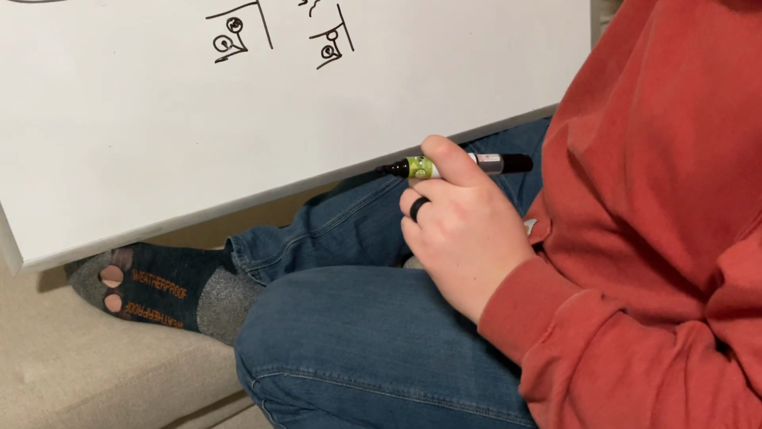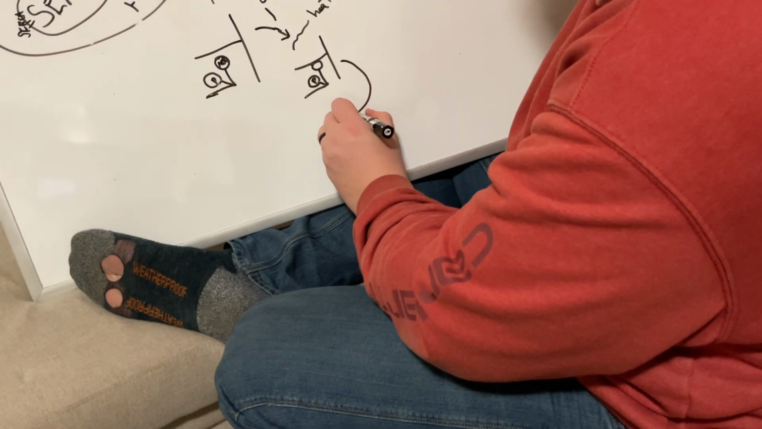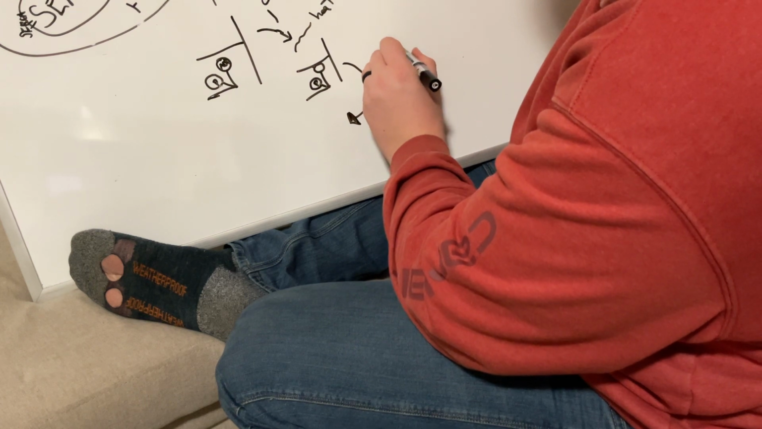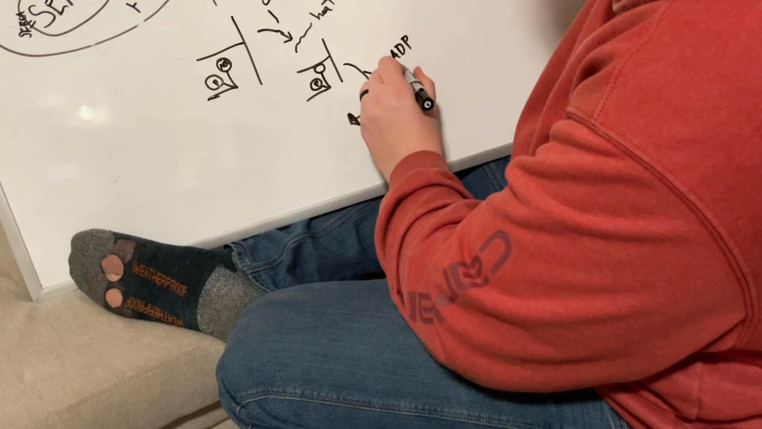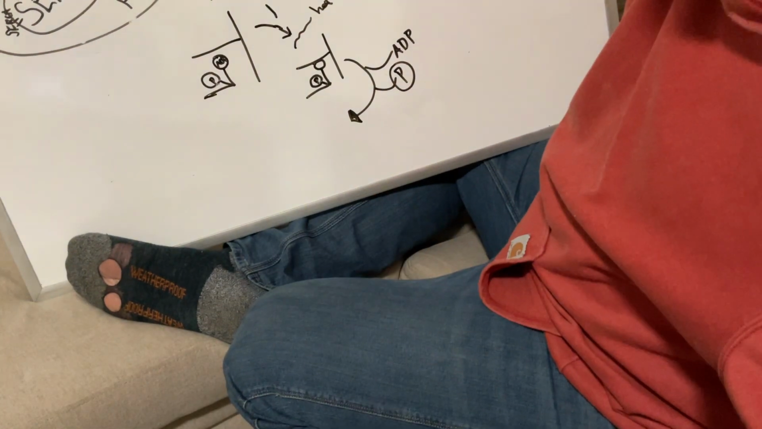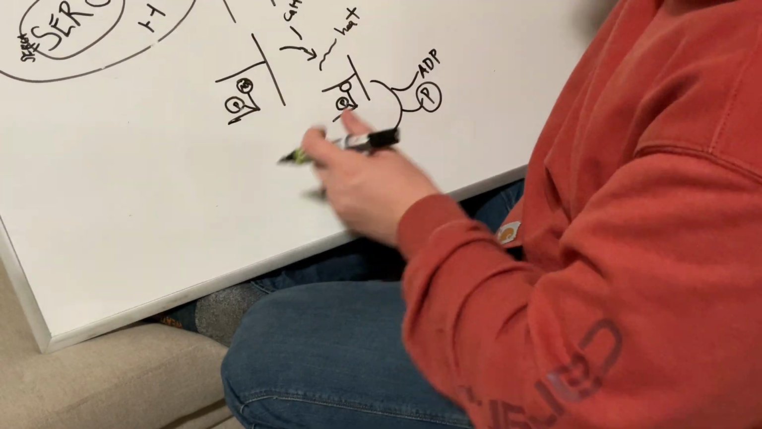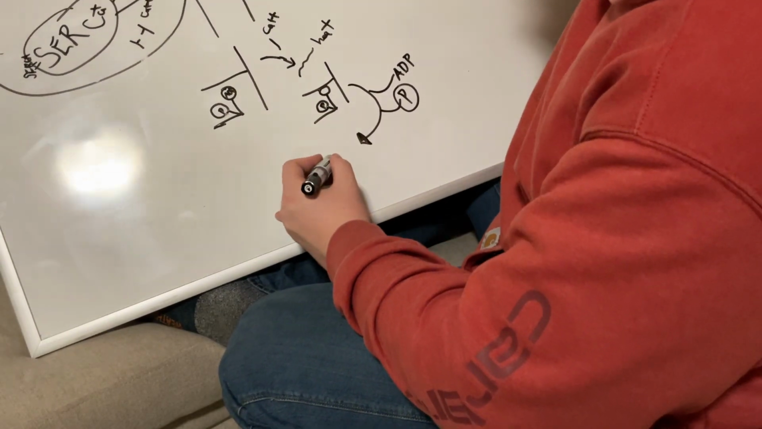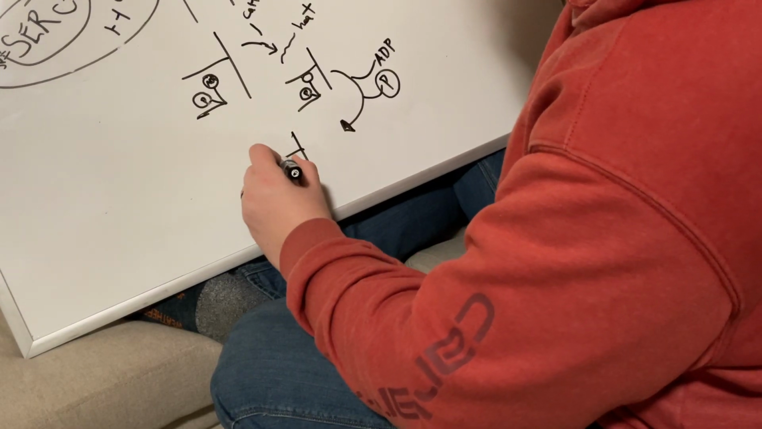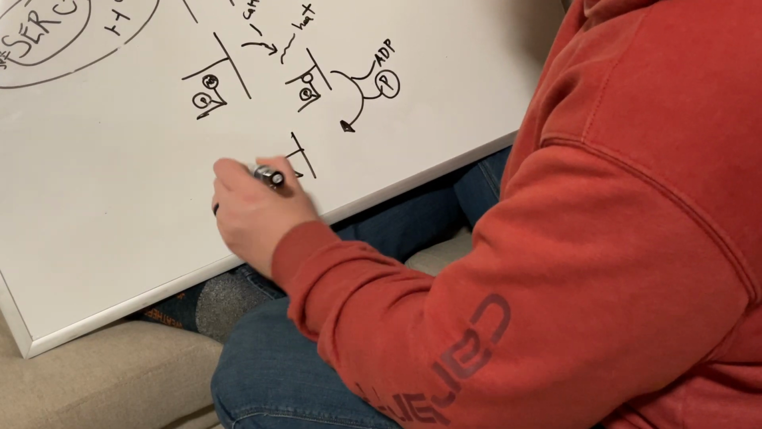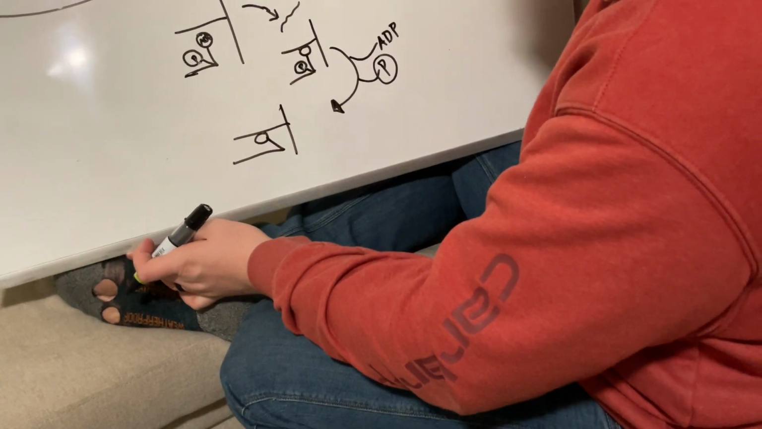And then from here, we will release our ADP, which is that right there. I just want to draw it again. We'll also release the inorganic phosphate. And this right here is called a power stroke. We're going from a cocked to an uncocked position, so there's a release of energy that causes the muscle to move. So in that position, the myosin head is what we call uncocked.